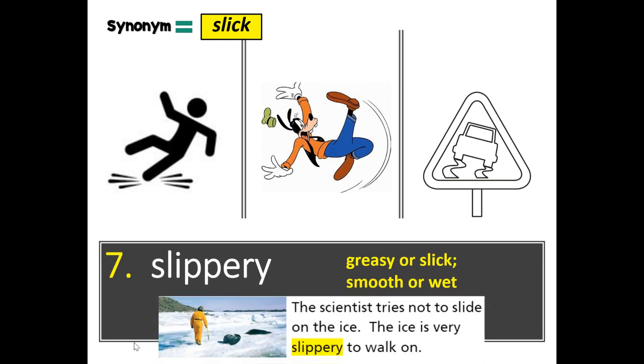The scientist tries not to slide on the ice. The ice is very slippery to walk on. You could also say the ice is very slick to walk on. Think about it. What word does slippery begin with? What does that word mean? So what's the root word? Slip.